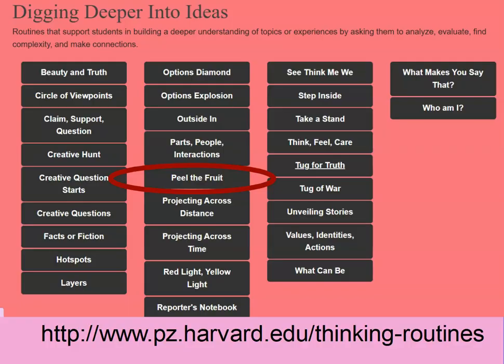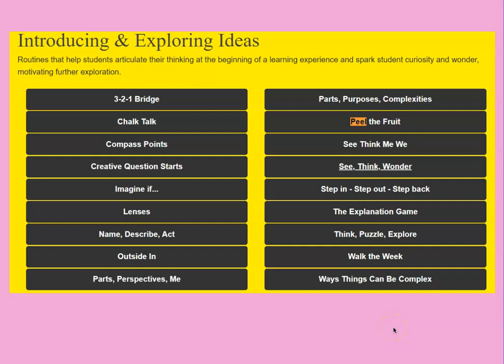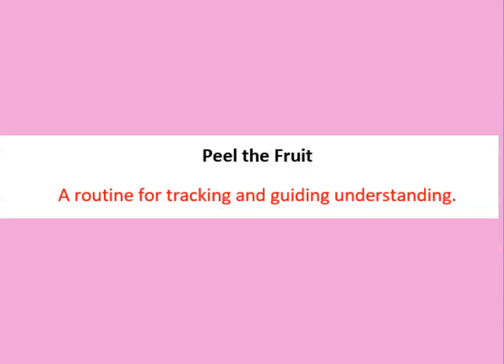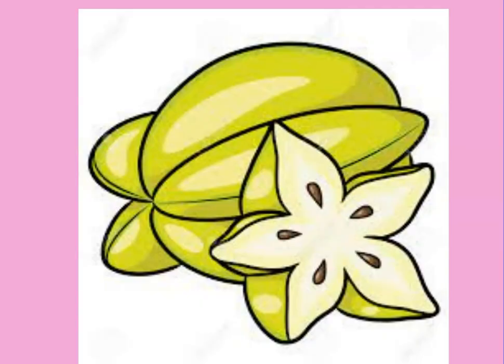We're still in the section digging deeper into ideas, and today we are working on Peel the Fruit. Link in the description. This thinking routine also occurs in introducing and exploring ideas. This is a routine for tracking and guiding understanding. It's a concept map. It's meant to help students visualize where they are in the learning process.